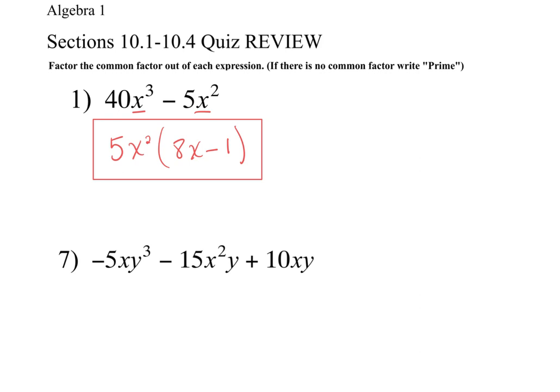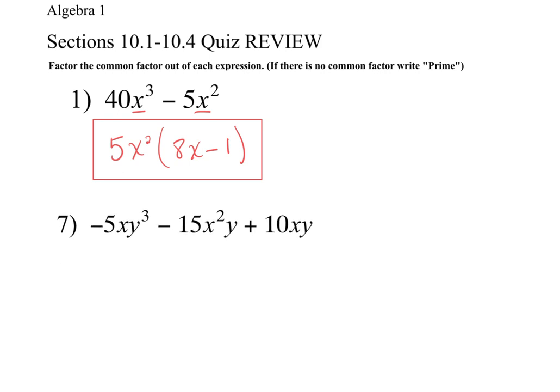All right, at the bottom, you'll see that we've added variables. So I'm going to do the same thing with the numbers. I'm going to say 5, 15, and 10. And I can take out a 5 there. I'm going to look at my x's. I have an x to the first, x squared, and x to the first. So I can take out 1x. When I look at my y's, the most I can take out is 1y.